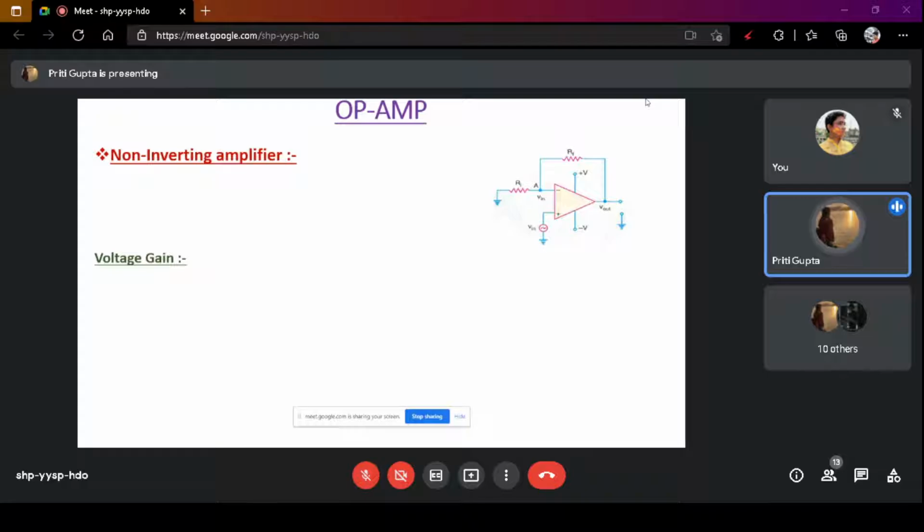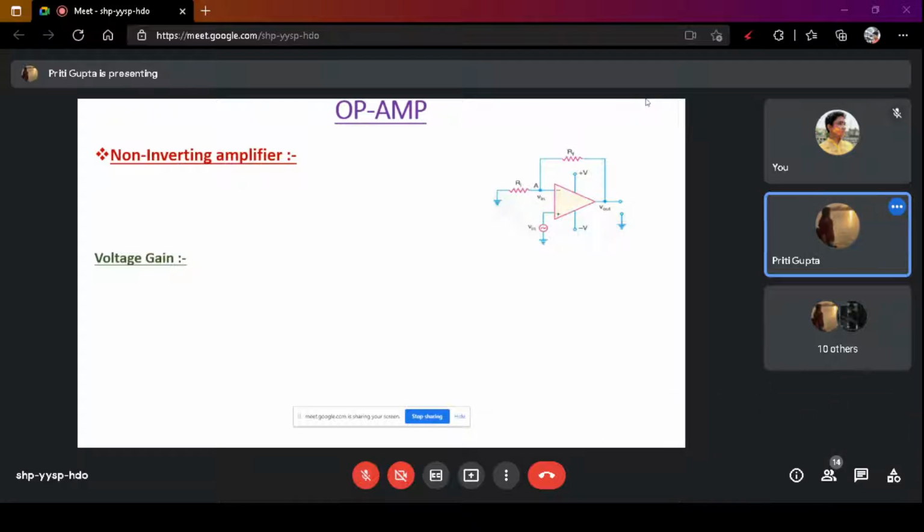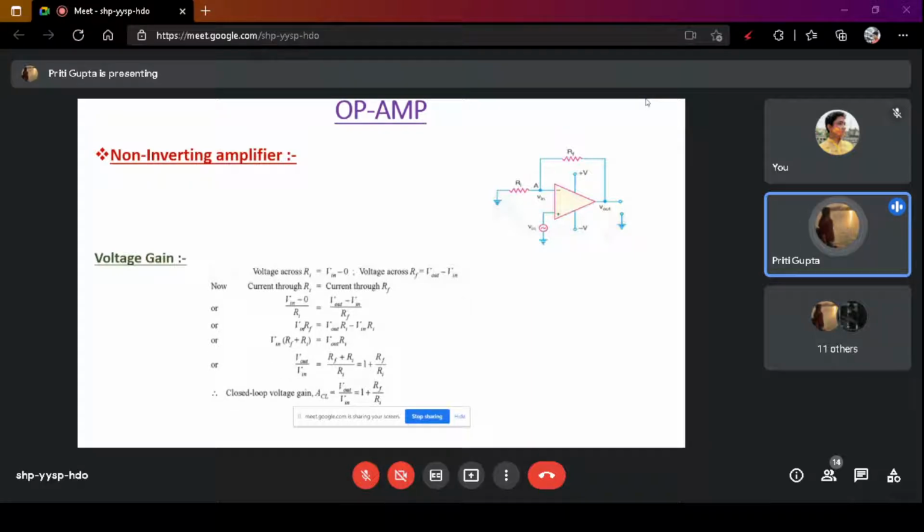The output is fed back to the input through a feedback resistor RF and input resistance RI. So the op-amp is operating under negative feedback.